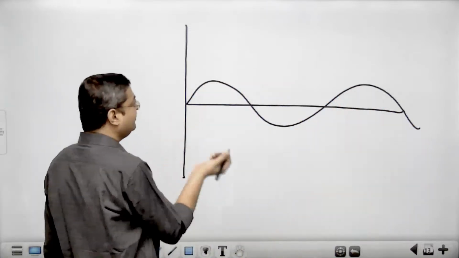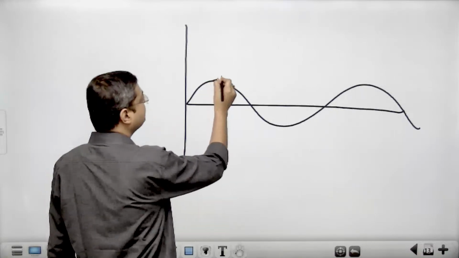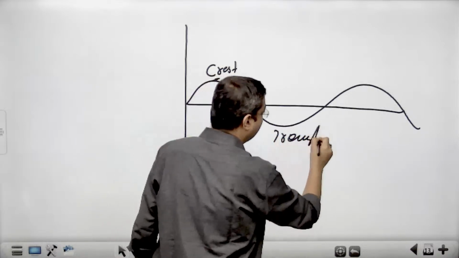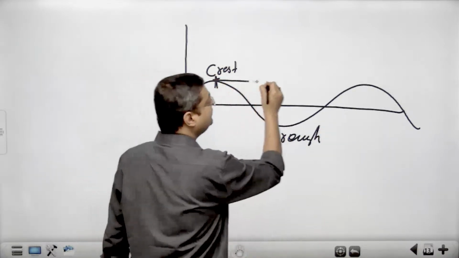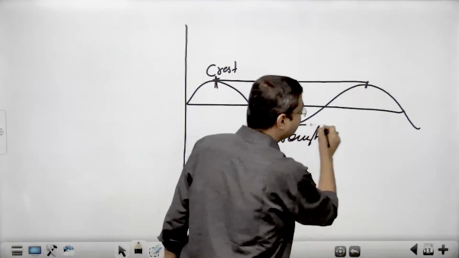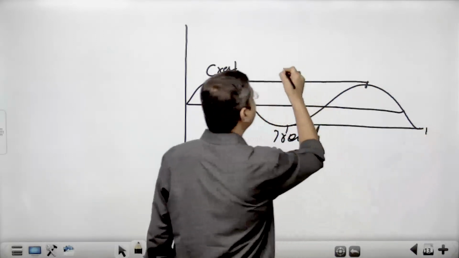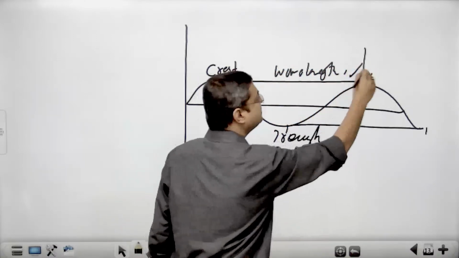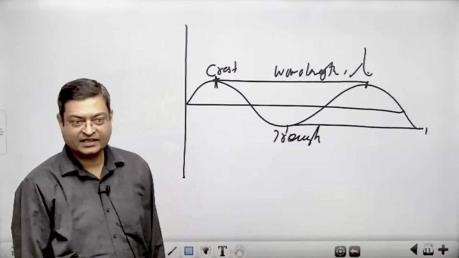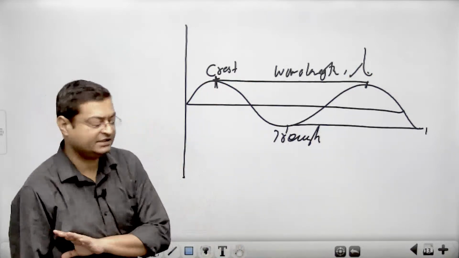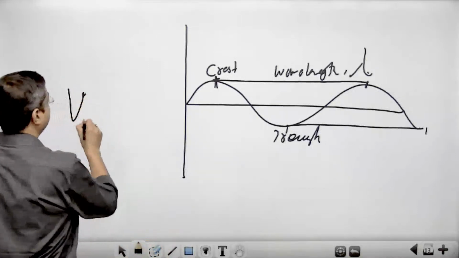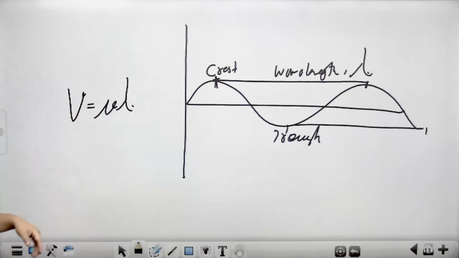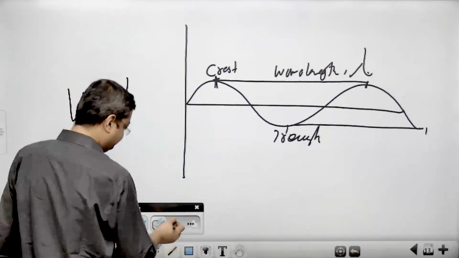The basic fundamental is your crest and your trough, and the distance between two crests or two troughs is your wavelength, which is termed lambda. And there is a very basic equation related to a wave: V is equal to nu lambda, where nu is your frequency. So let me write it down as f.